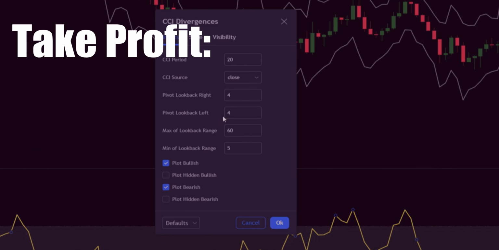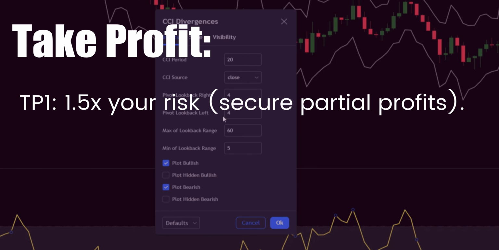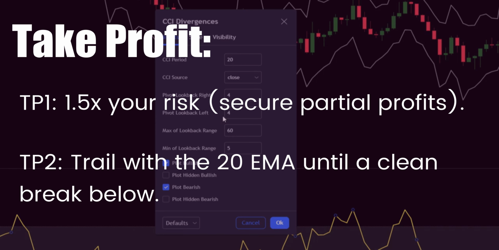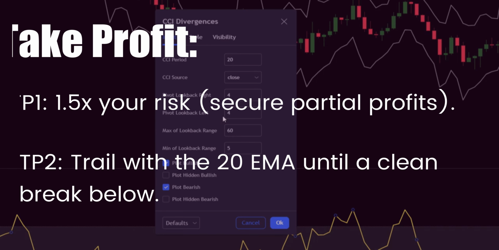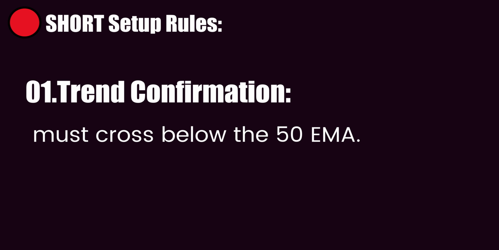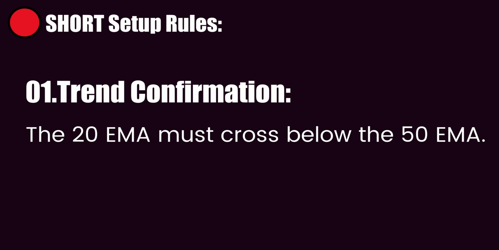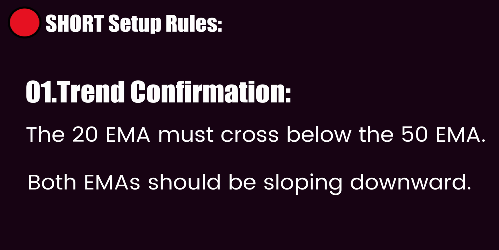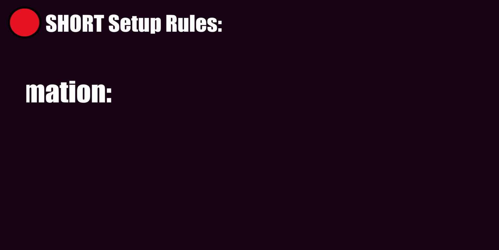Take profit, TP1, 1.5x your risk, secure partial profits. TP2, trail with the 20 EMA until a clean break below. Short setup rules. Trend confirmation. The 20 EMA must cross below the 50 EMA. Both EMAs should be sloping downward.